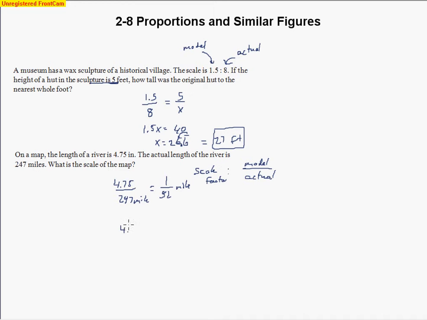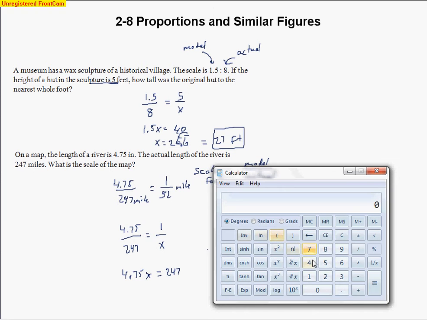And so the other way to end up getting that is, if we take that 4.75 and set it over 247, we could set it equal to 1 over x. We want 1 on top. And then we can do this multiplication. 4.75x equals 247. And then do the division that way, and we'll get that 1 over 52. So let me show you that. 247 divided by 4.75, and that gives us that 52.